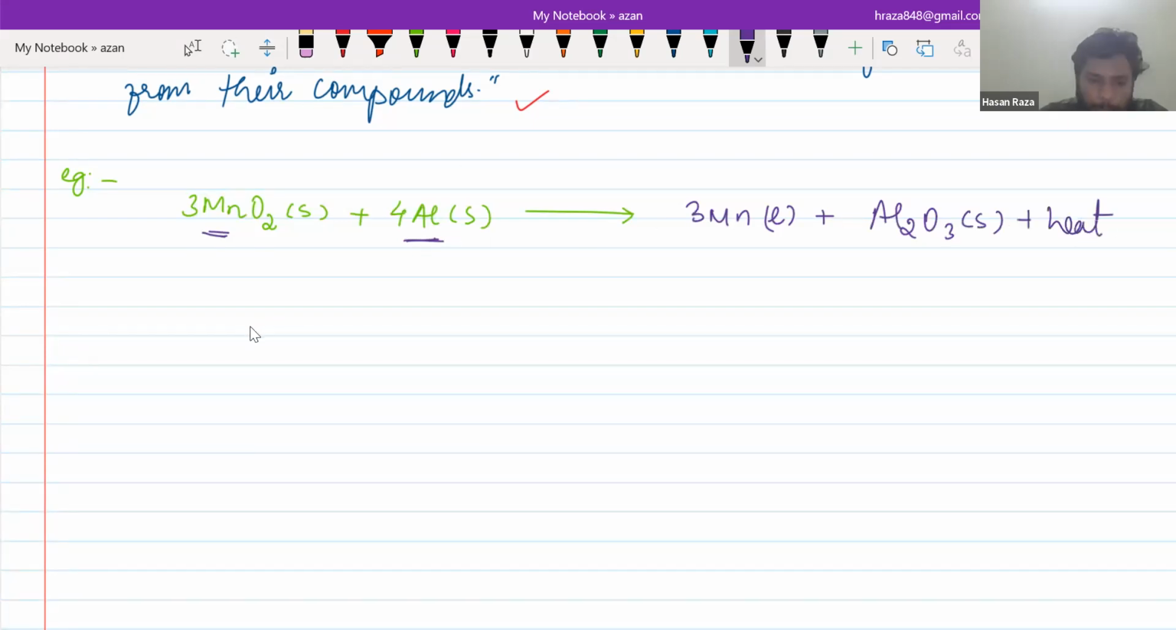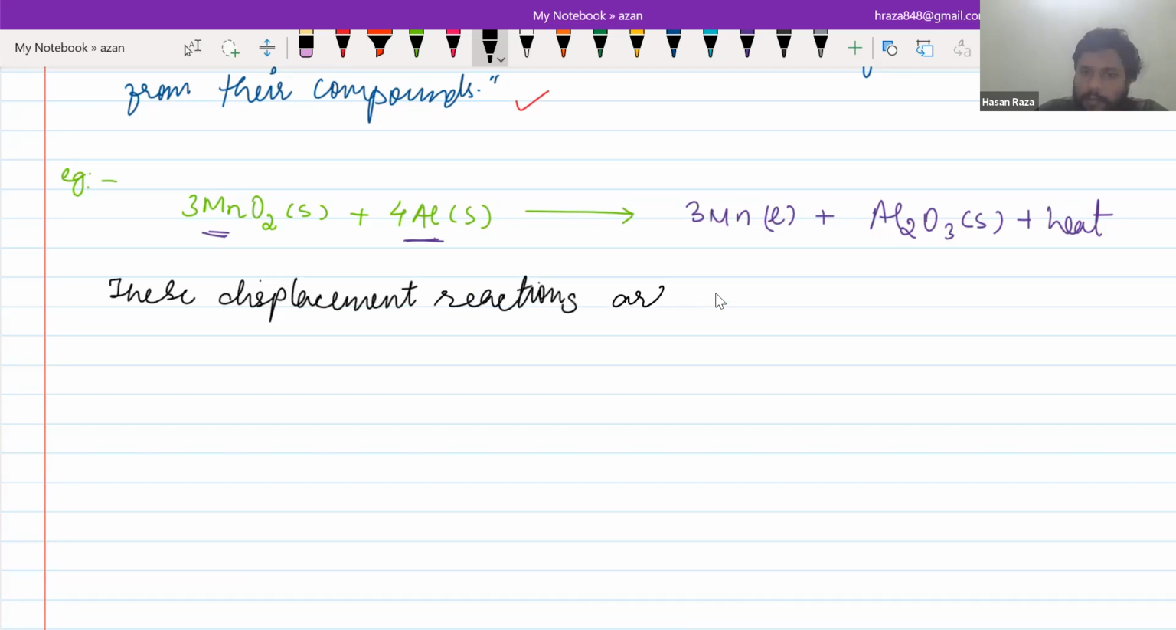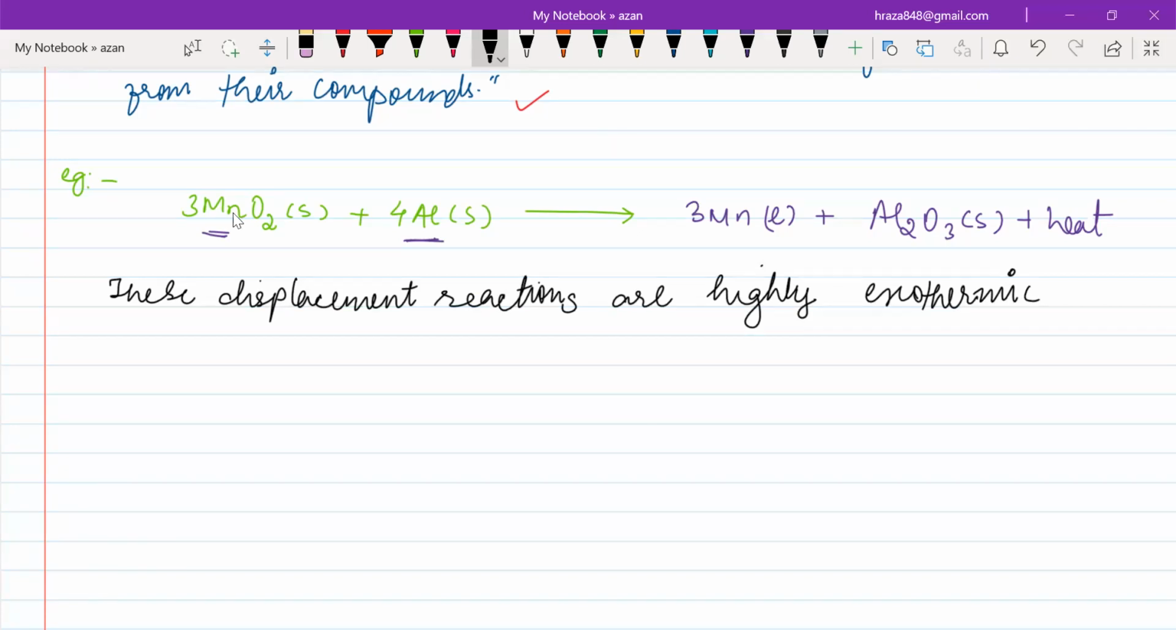You know what is an exothermic reaction? Yes or no? These displacement reactions are highly exothermic. They will evolve a lot of heat energy that will convert manganese, a metal which should be solid, into liquid state. Is that clear? Yes, sir.